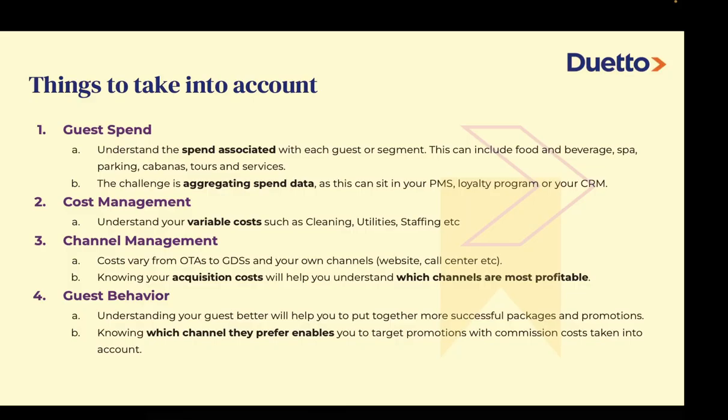Things to take into account when you're looking at total profitability. The first one is guest spend or revenue streams. Understanding what is delivering revenue into your hotels, whether that's room revenue, F&B, spa, golf, as we heard earlier. And it's really getting an understanding of what revenue that's driving and how the guest is spending that at your property. The second thing to understand is cost management. Looking at your variable costs, cleaning, utilities, staffing, etc.